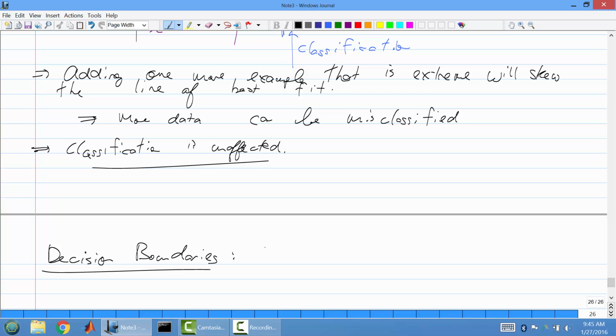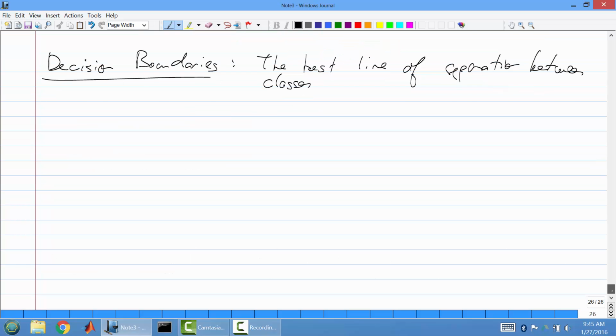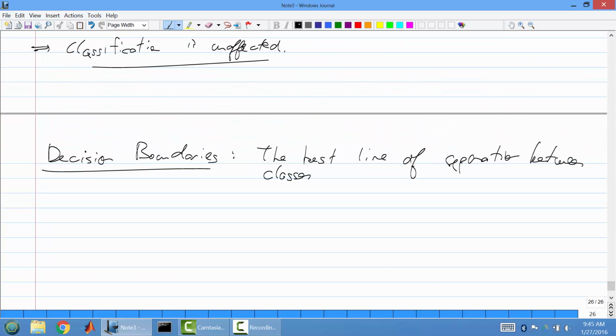Okay, so a decision boundary is the best line of separation between two classes. Or not two classes, between classes. Remember, we're only dealing with two classes for now, and we're going to talk about multiple classes later.